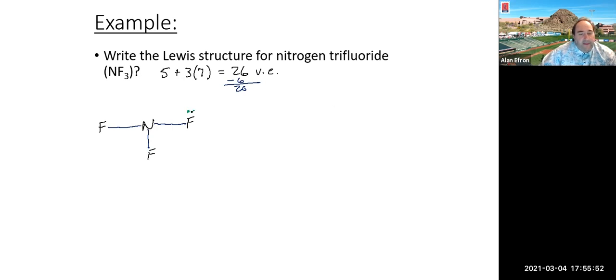So that would be 2, 4, 6. That fills that one up. Continue on to the next one: 8, 10, 12. That fills that one up. 14, 16, and 18. That fills that one up. I've now put 18 electrons on there, which means I have 2 more to go. I have completely filled up everybody on the outside.